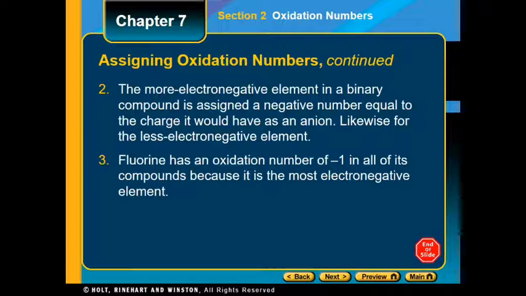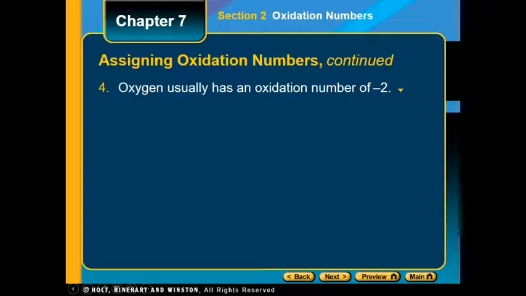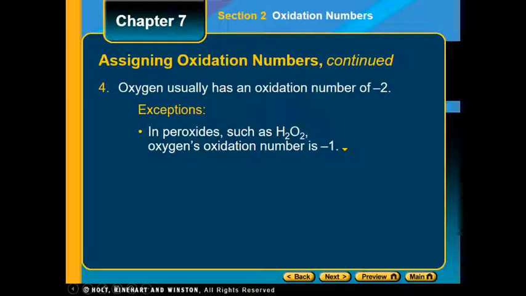Number 3, fluorine. Fluorine is the most electronegative element, and it has an oxidation number of -1 all of the time. So write that down for fluorine. Rule number 4, oxygen, because it's in group 16, usually has an oxidation number of -2. So most often oxygen will have an oxidation state of -2. The exceptions, and we've got a couple that we're going to look at. If oxygen is in a peroxide, such as hydrogen peroxide here, its oxidation number is -1.